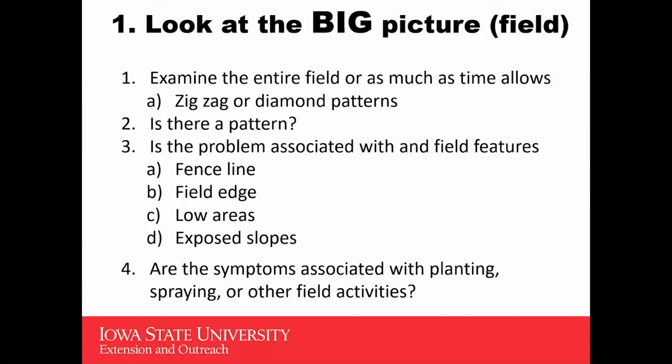And then number three, some of the things that we often associate diseases or other symptoms with would be fence lines, field edges, low areas, and exposed slopes. Another thing to ask yourself while you're out there would be, are the symptoms that you're seeing in the field associated with any field activities? Sometimes it's pretty obvious that if symptoms are following rows or following a spray pattern, there are obvious patterns that were probably associated with some planting activity.